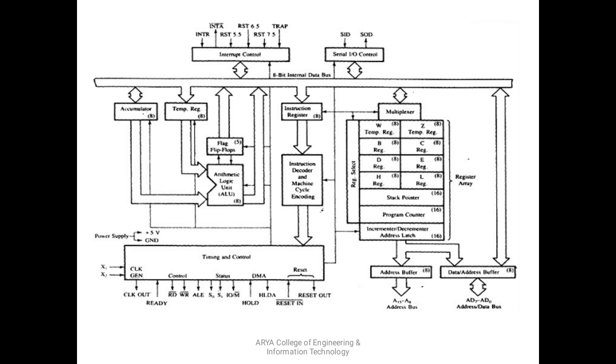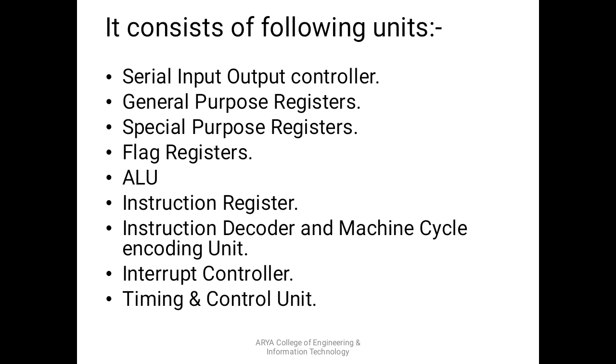Once the interrupt is to be handled, the microprocessor sends the interrupt acknowledgement that the interrupt is being executed. This is the internal architecture of 8085. As I have discussed earlier in the architecture of 8085, let me summarize it. It consists of the following units: serial input output control, general purpose register, special purpose register, flag register, ALU, instruction register, instruction decoder and machine cycle encoding unit, interrupt controller, and timing and control unit.